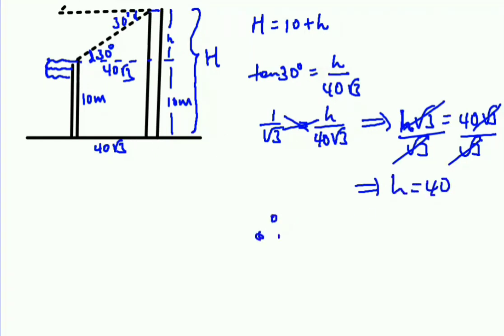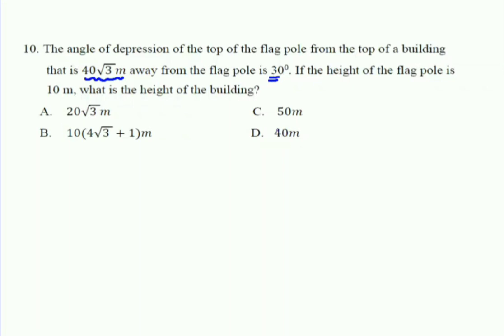Therefore, the height of the building is 40 plus 10. If this is 40, this is 10. Therefore, the total height of the building becomes 40 plus 10, which is 50. So let's see the choice. From the given alternatives, the height of the building is 50 meters.